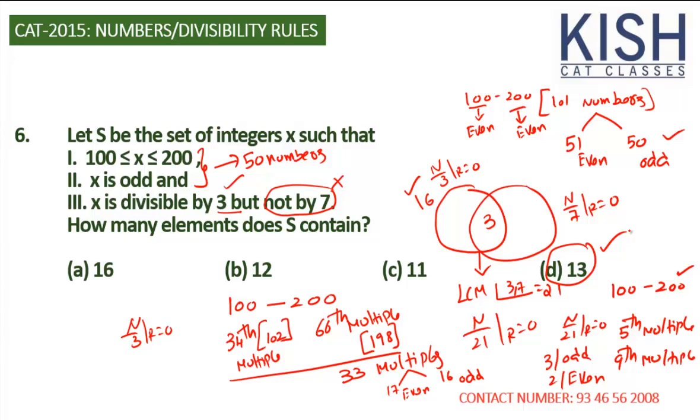First, you need to consider the numbers. The numbers are starting from 100 to 200 and odd numbers. These are 101 numbers. Out of them, 51 are even and 50 are odd. So we just need to consider odd numbers. Now, the next one is, it's divisible by 3 but not by 7.